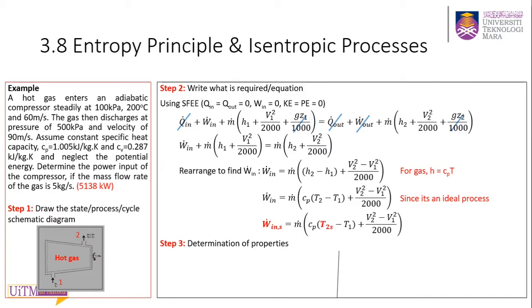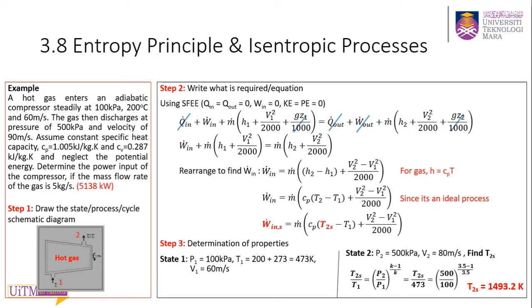For state 1, since there are no properties to find, we can always write them down and also remember to convert the temperature into Kelvin. And for state 2, we here have to find the ideal temperature, T2s, therefore we must use the entropy relationship equation for gases. Since the question gives us the value for pressure and temperature, we will use the pressure-temperature relationship equation. Substituting the required values, we can calculate the ideal temperature at state 2.